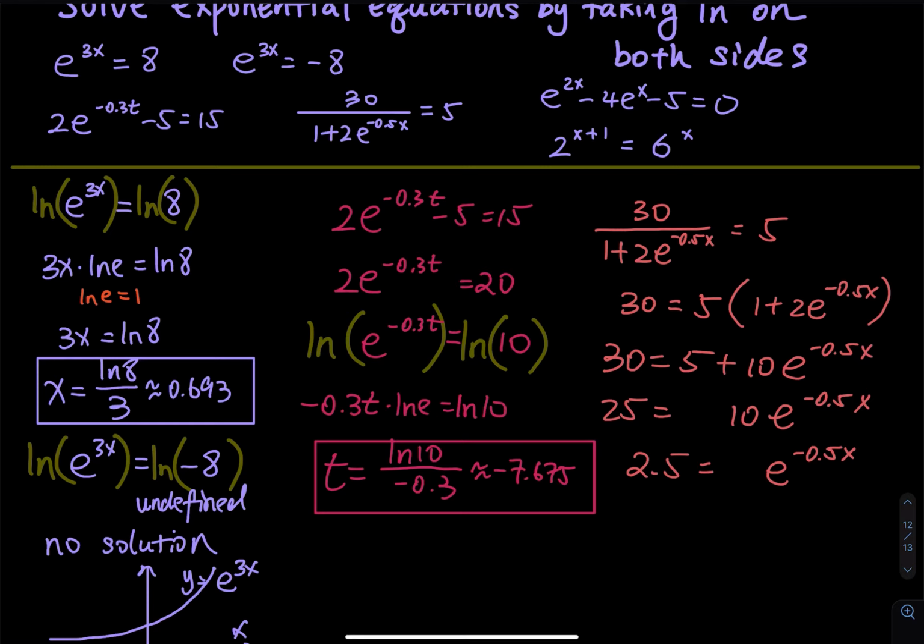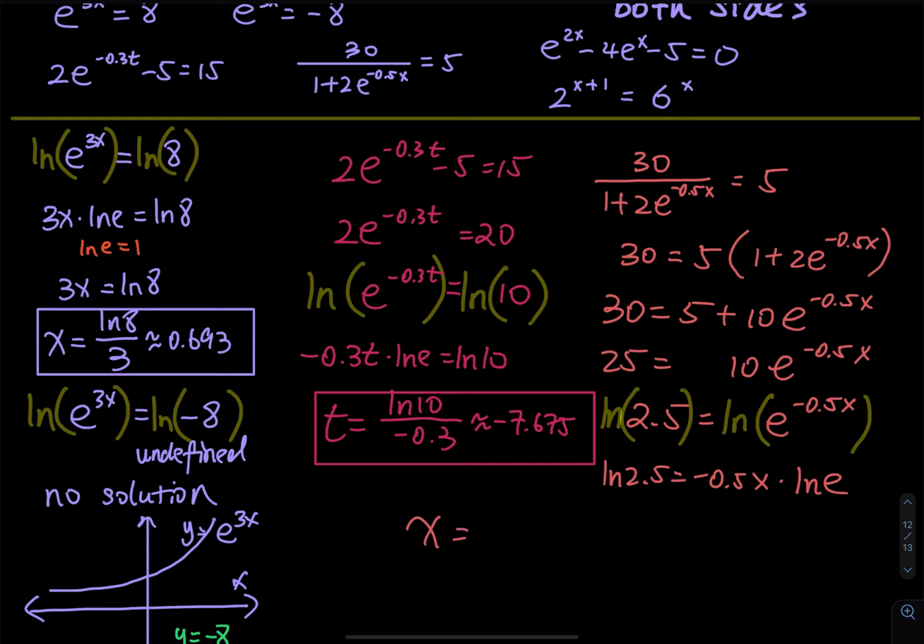Now e is on one side, and there is no number in front of e, so now is the time to take ln of both sides. You carry the power down, so you have ln 2.5 equals negative 0.5x times ln e. ln e equals 1, so therefore x equals ln 2.5 divided by negative 0.5. On your calculator, you type ln 2.5, close the parenthesis, divided by negative 0.5. This is approximately negative 1.833.